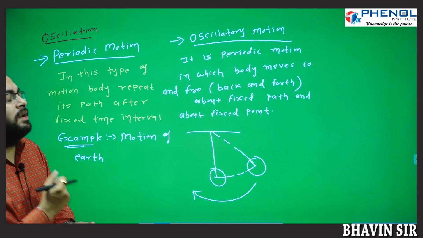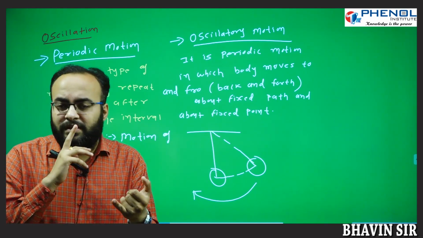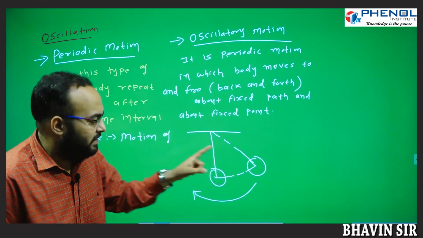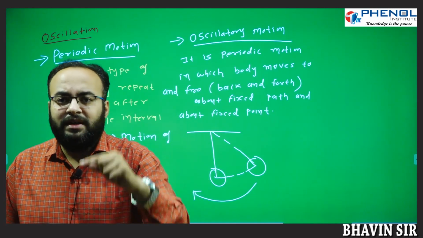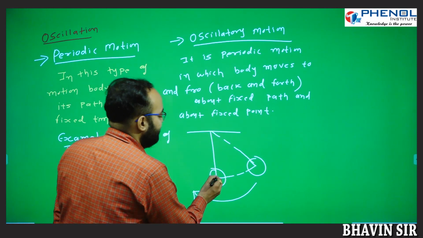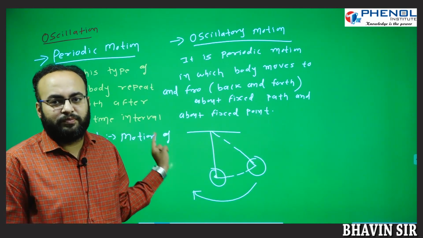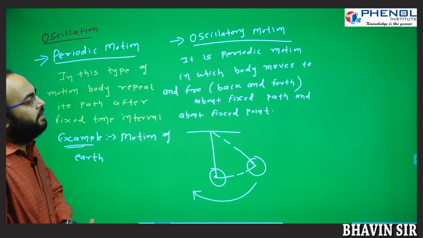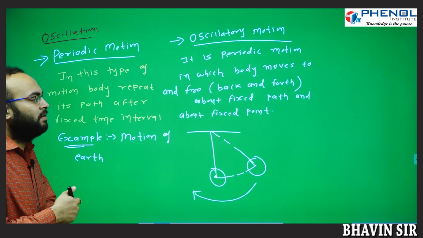And in oscillatory motion, always the body is moving about a fixed path. See, this is the fixed path of a pendulum. For a spring, this is the fixed path, and about one fixed point. Okay, suppose this is its fixed point. The path is from here. Okay, this is its fixed point. Chalo, so it is periodic motion in which the body moves to and fro about a fixed path and about a fixed point.